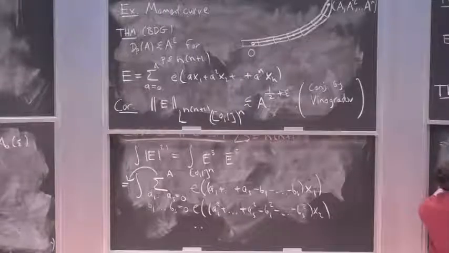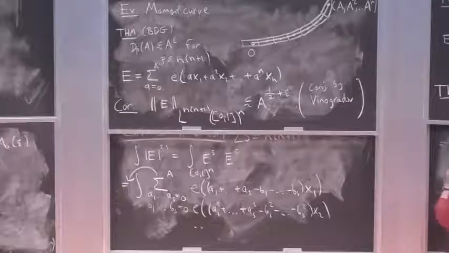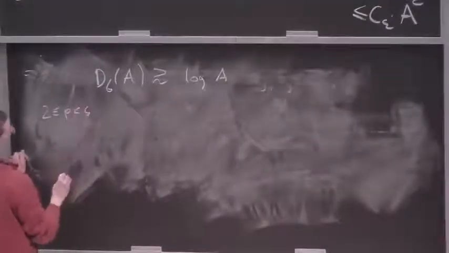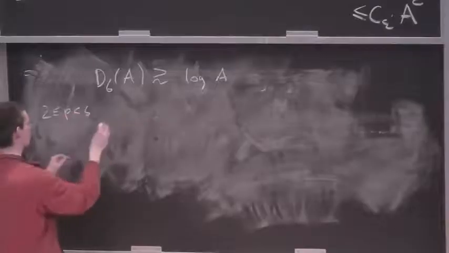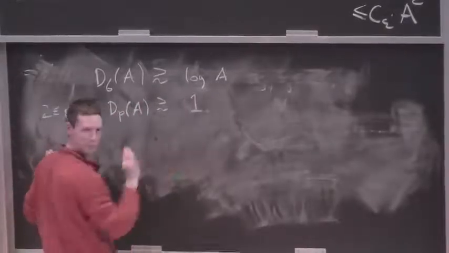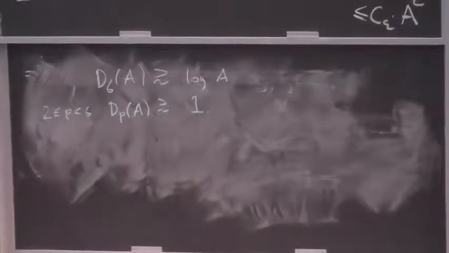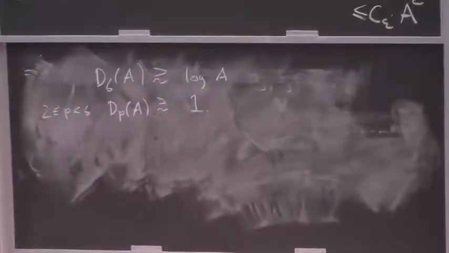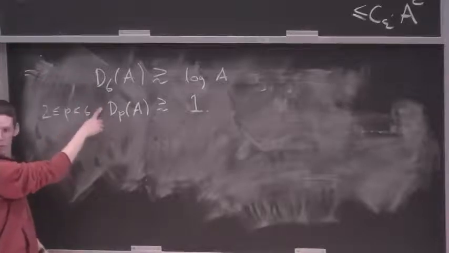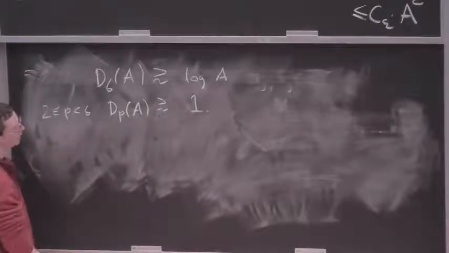OK, so on the other end, we know that d6 of a is at least log a. And for 2 less than or equal to p less than 6, there is no interesting lower bound. But I can say that we know that this is at least 1, which is not completely trivial. OK, so then I think it's reasonable to conjecture that this is the truth. Yeah, that's what I would guess.